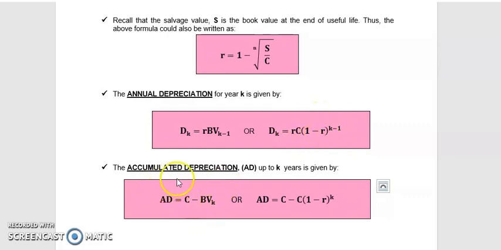Okay, for accumulated depreciation in the declining balance method, accumulated depreciation AD equals C minus book value K, K referring to that particular year. For example, if you want to find the accumulated depreciation for year 3, it is cost minus book value of year 3. Or AD also equals C minus C times (1 minus r) to the power of K. Okay, so this part is actually the book value.